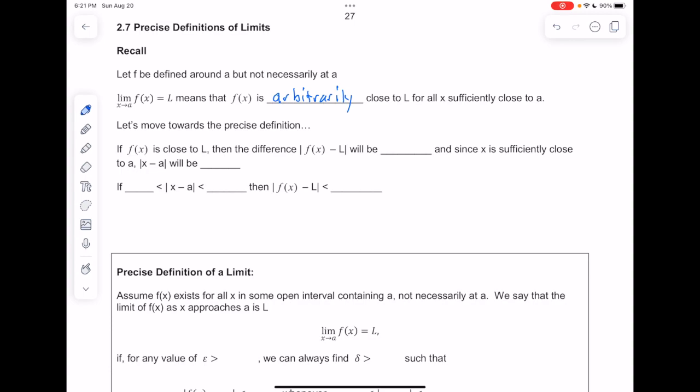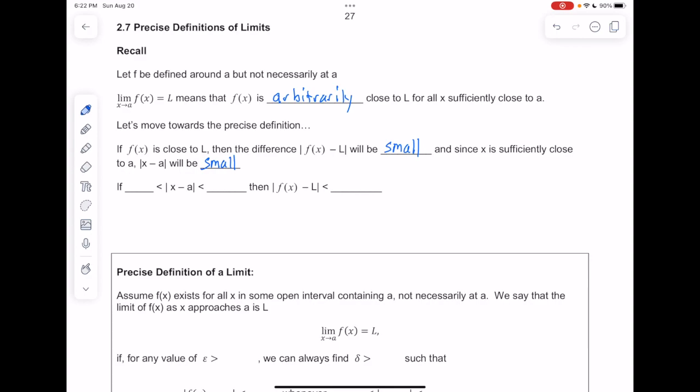So if f of x is close to L, then what we mean by that is the difference between f of x and L will be small. And that's still vague, so we're going to have to tighten that up in the box below. And since x is sufficiently close to a, we'll want x minus a to be small also. So how do we get to this idea of saying the distance between f of x and its limit is small and the distance between x and a is also small? We do that by talking about the absolute value being less than some arbitrarily small number, and since it needs to be arbitrarily small, we'll use a variable.